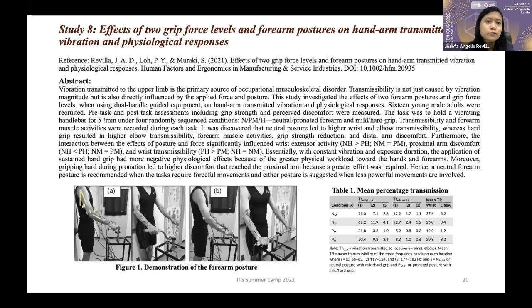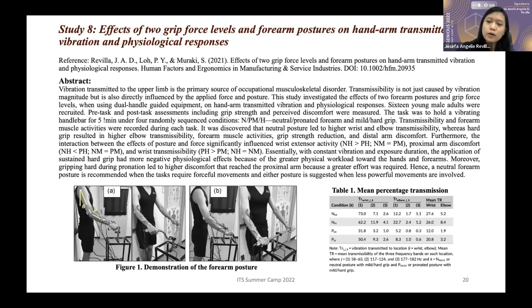So the next study dwelled deeper on the specifics of the biomechanical factors that can affect the amount of transmitted vibration. These include the level of grip exertion and your forearm posture. So this study is about the effects of 2 grip force levels and forearm postures on hand-arm transmitted vibration and physiological responses. In here, 16 young healthy male adults were recruited. Same inclusion criteria were used. Same vibration source and handlebar attachment frame were used.